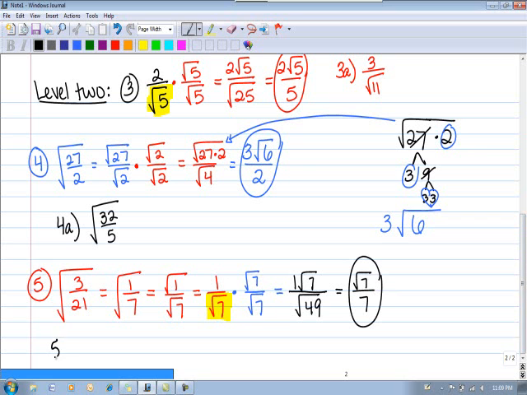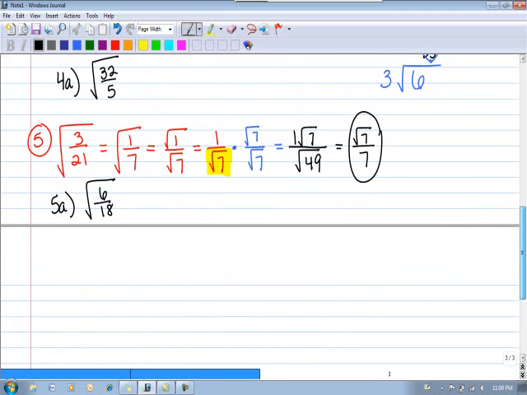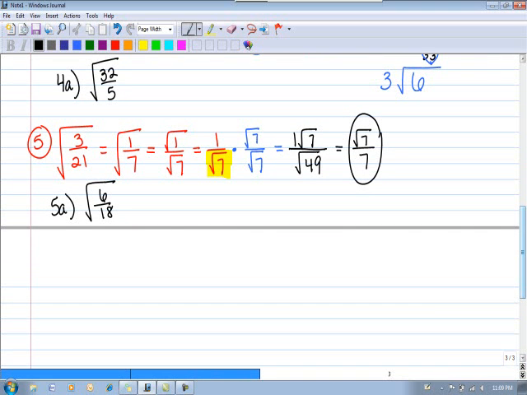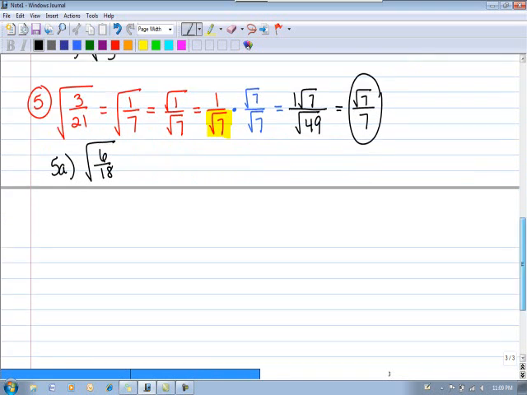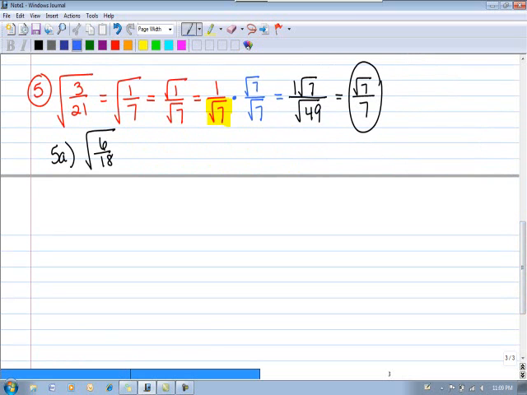And your 5A problem is the square root of 6 over 18. Don't forget to simplify first when you're attacking this problem. Okay, and two more questions actually. These of course are level 3 questions.